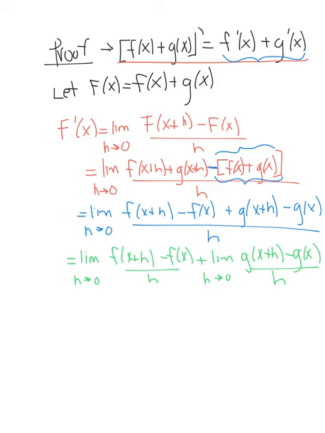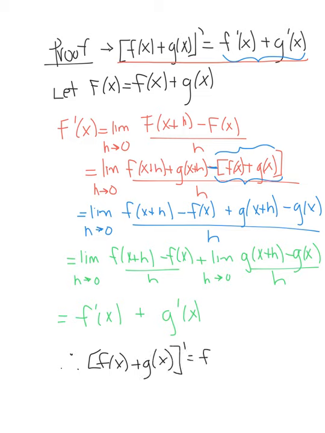Now what you're probably noticing is that each of these do represent something that you've already seen before. This is just the formula from our first principles. So really this is just f prime of x plus g prime of x. And what we've done is proved exactly what we wanted to prove. So now we know that the derivative of f of x plus g of x is equal to the derivative of f of x plus the derivative of g of x.